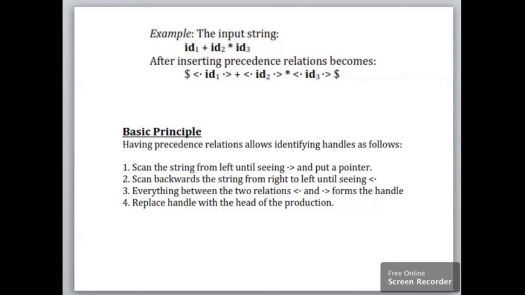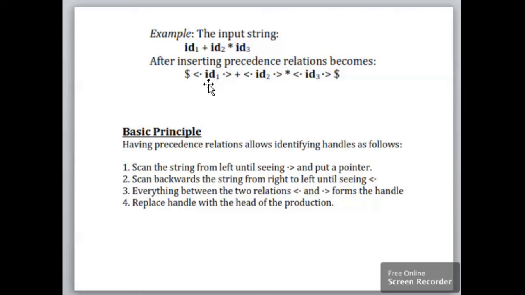I would be looking at the table and putting the appropriate precedence relations. Once I put the appropriate precedence relations, I would start scanning the input from the left hand side to get the first greater than symbol. Once I get the first greater than symbol, stop there, scan backward to get the first less than symbol, and whatever I find between the first greater than and the less than symbol represents the handle, and that would be reduced by the appropriate production, that is the right hand side would be replaced by the production left hand side.